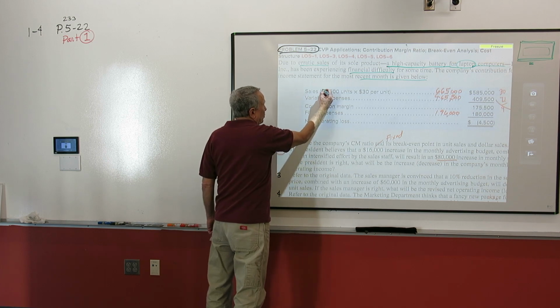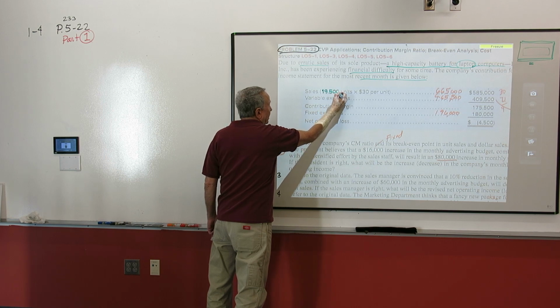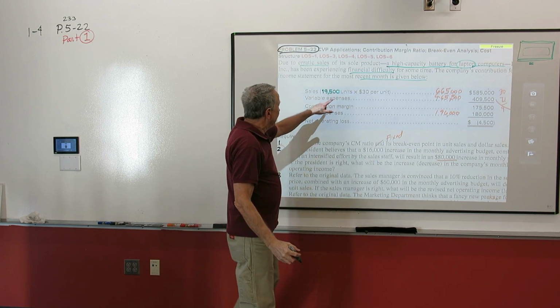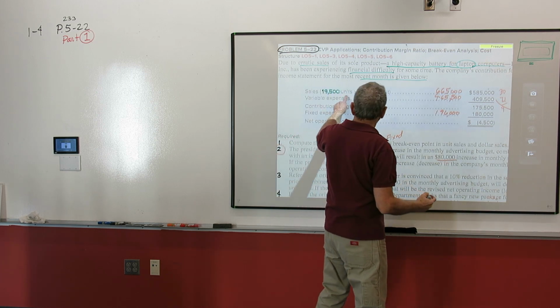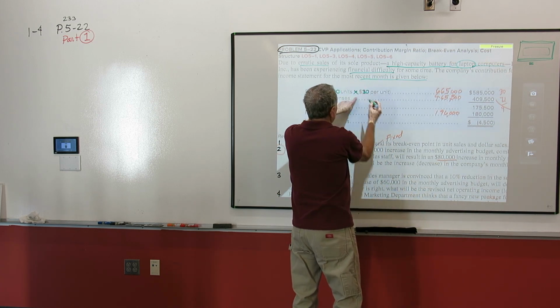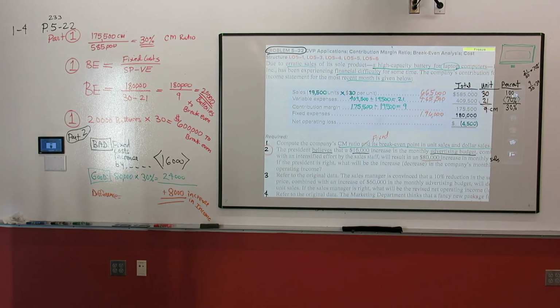By the way, do you see they sold 19,500 of these batteries. So 19,500, and they're selling them at $30 apiece. So 19,500 times 30 is going to be.